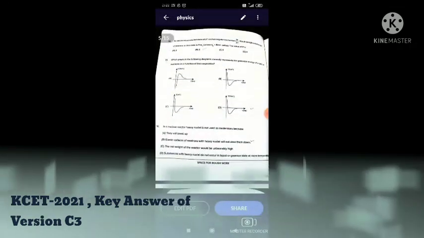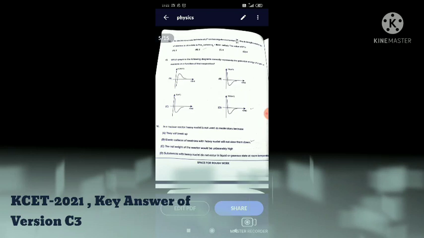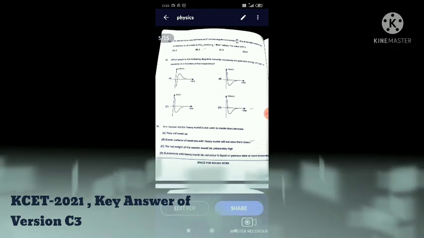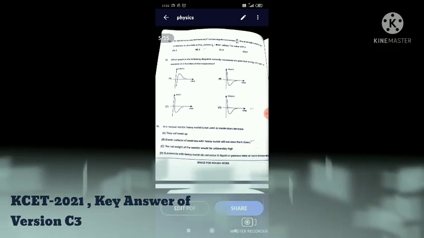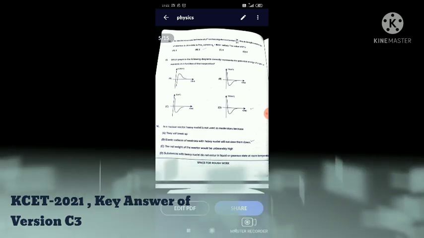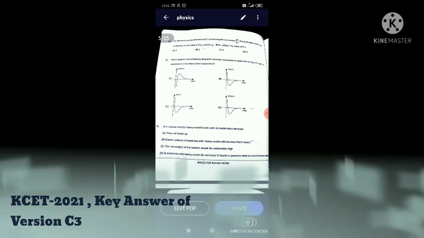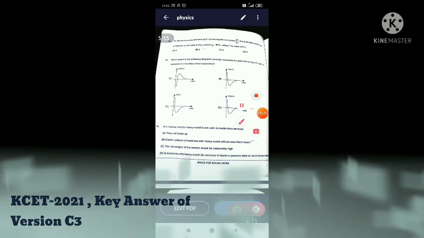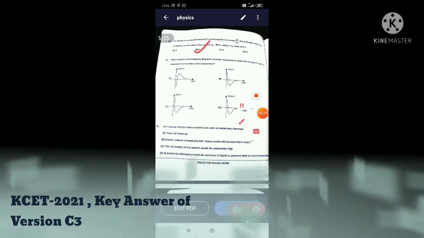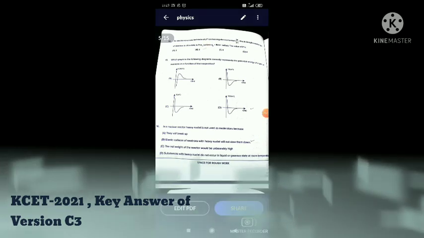The question number 14. An electron in an excited state of lithium ion has an angular momentum 3h by 2 pi. The de Broglie wavelength of electron in this state is P pi Angstroms. The value of P is, the correct answer is option B. Next we will move to the 15th question.